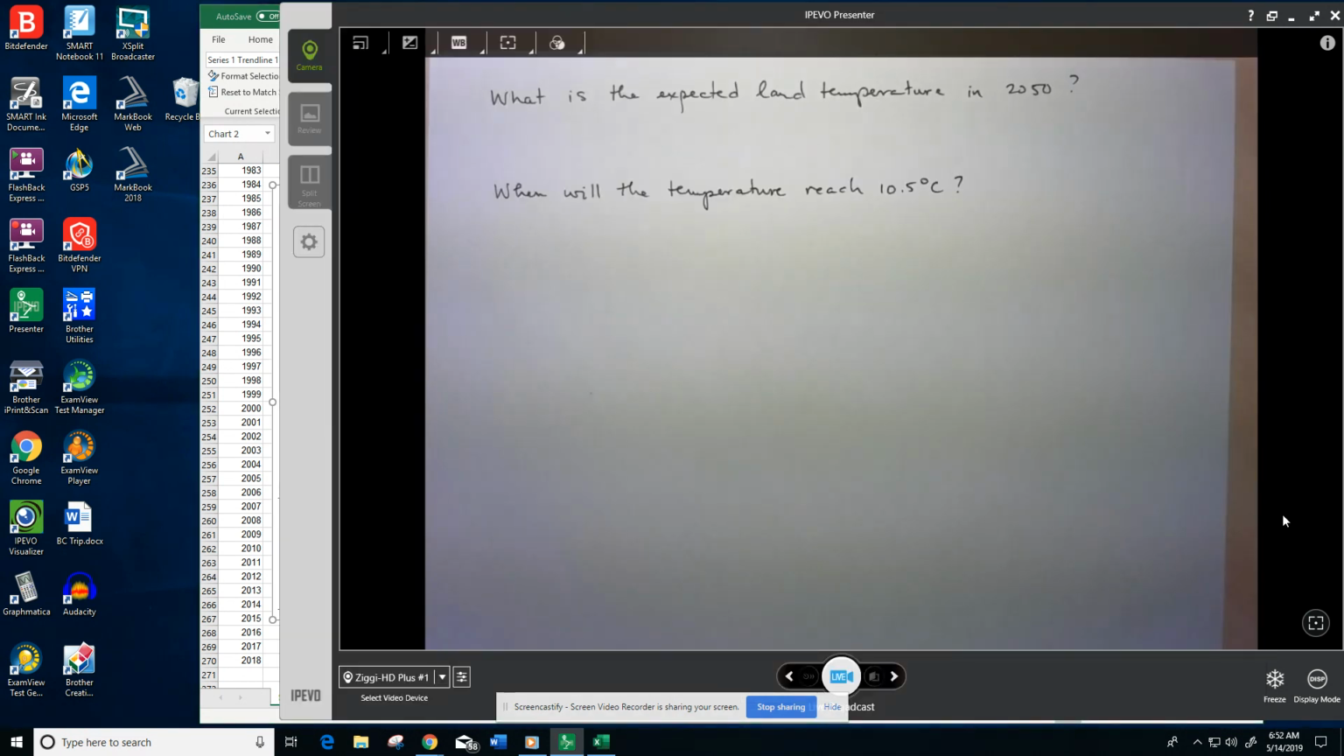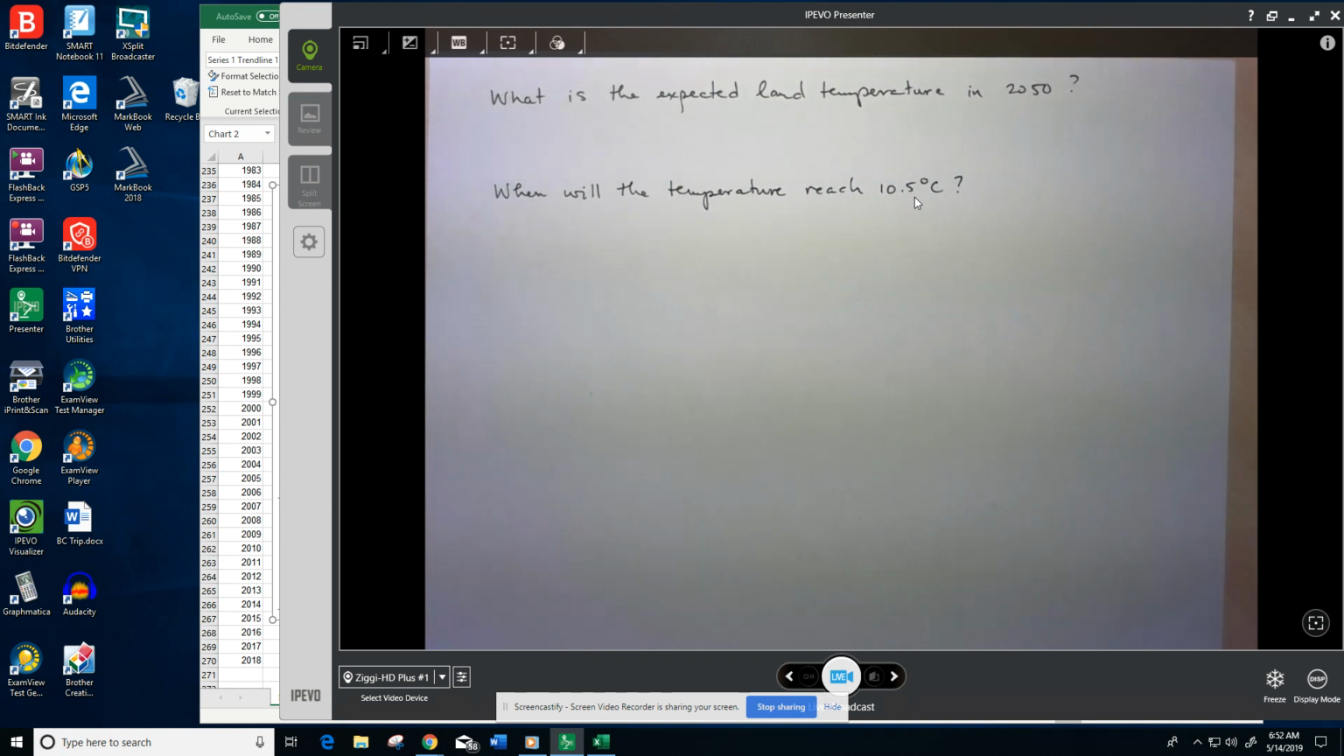All right, so let's take a look at a couple of questions that you might be interested in. So here I might want to know what is the expected land temperature in 2050. If I'm trying to make some sort of point as to how bad things are going to get over the years, I might want a particular year to be aiming for. The other question that I might have is a target temperature. Say 10.5 degrees Celsius worldwide is some sort of critical temperature that we want to try to avoid reaching. I might want to ask, when will the temperature reach 10.5 degrees Celsius?